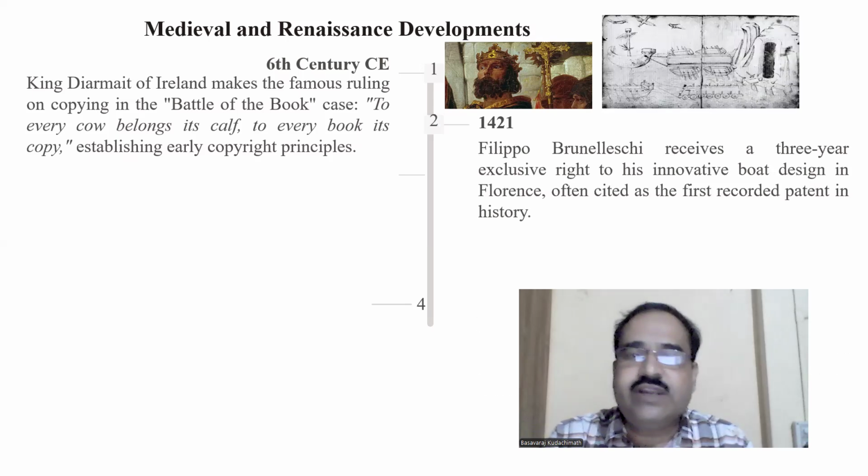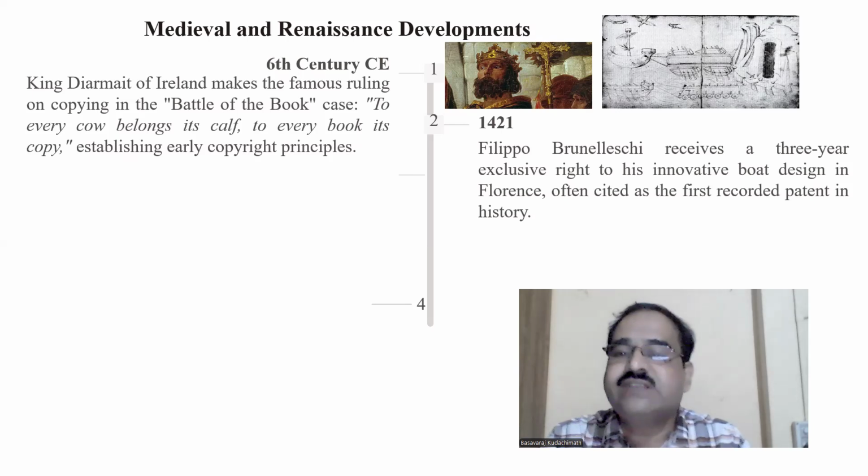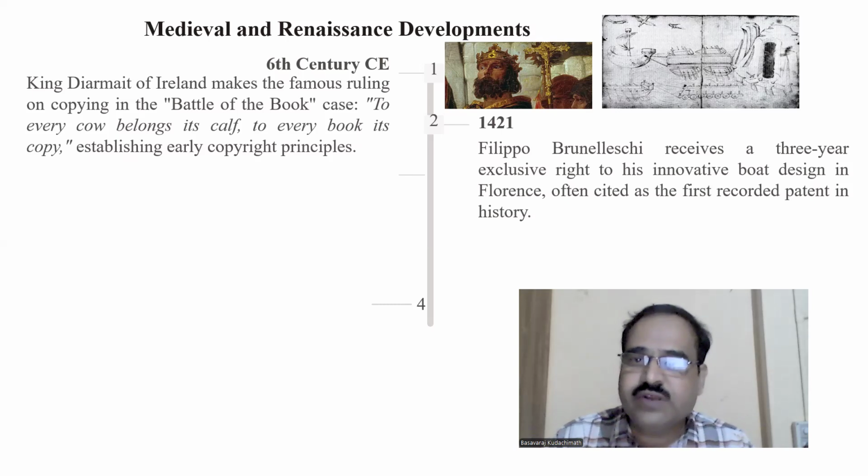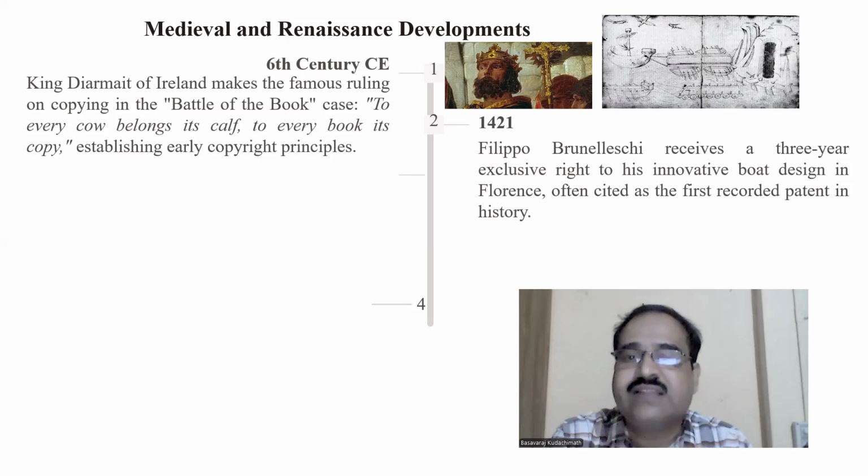Again, in 1421, Filippo Brunelleschi received a 3 year exclusive right to his innovative boat design in Florence. Florence was the city where an innovator, Filippo Brunelleschi, designed a novel kind of boat. The design of the boat and its drawing are there in the film itself, so you can see how the design was made by that person.